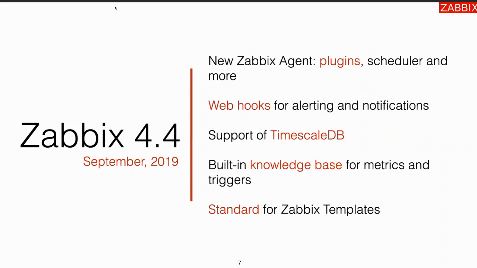Zabbix 4.4 was released around 9 months ago. It came with the new agent. I will talk about the new agent today a little bit. It came with the support of webhooks for alerting, notifications, and integration purposes, support of TimescaleDB, and the built-in knowledge base for metrics and triggers. So now all information which you put in when you describe the item or triggers is very well visible in Zabbix UI. And we have introduced it as a standard for Zabbix templates as well.